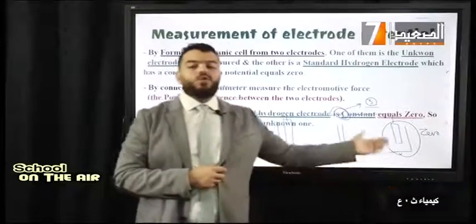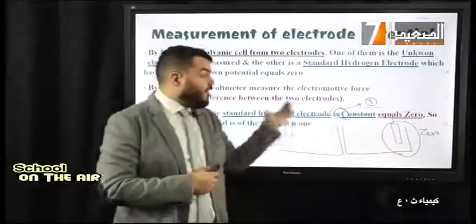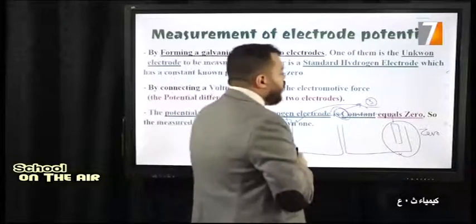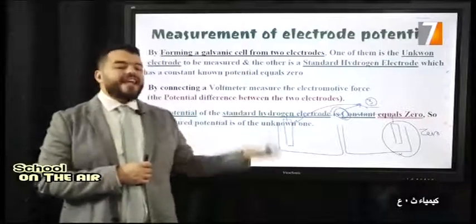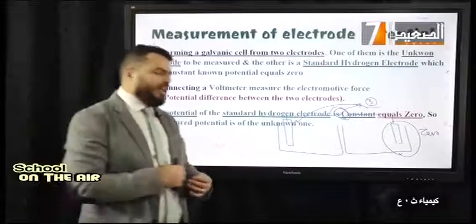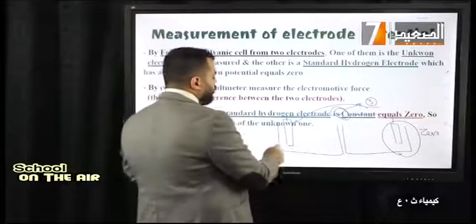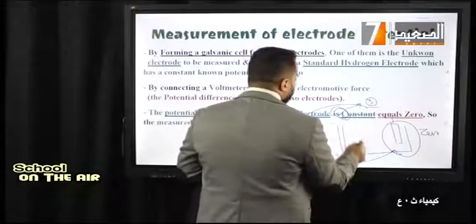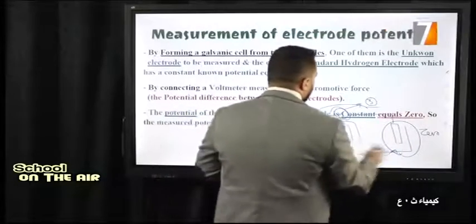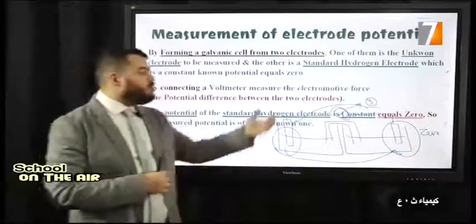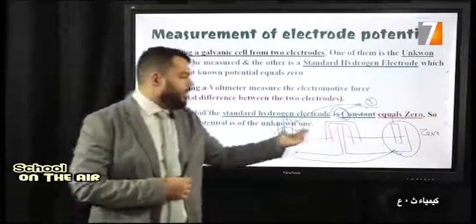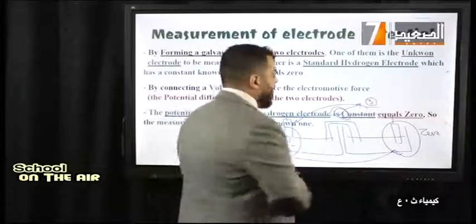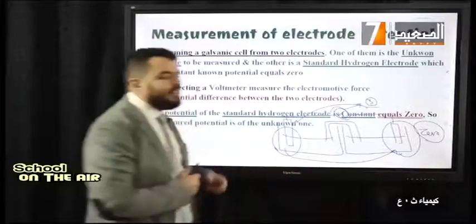So when you measure the difference between the constant electrode and the other unknown electrode, you will get the potential of the unknown. That's what we have done to measure the electrode potential for any electrode or any element. You have to make a galvanic cell, connecting the unknown electrode with the standard hydrogen electrode, and measure the potential difference between the two electrodes. When you measure the potential difference, you will be measuring the unknown potential, because the standard hydrogen electrode has a constant value and it is equal to 0.